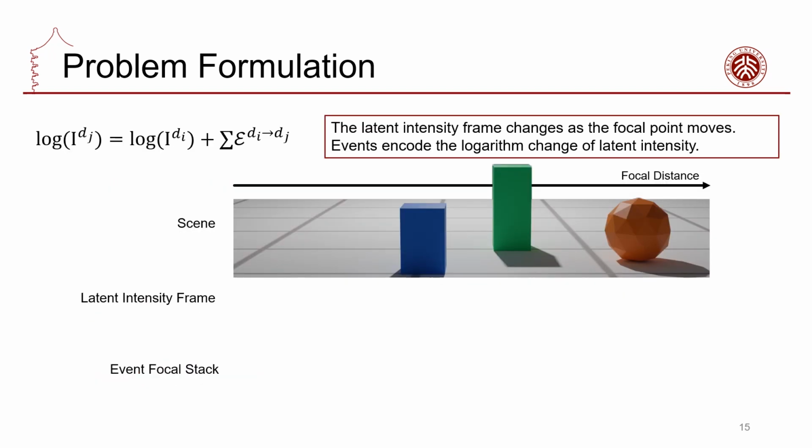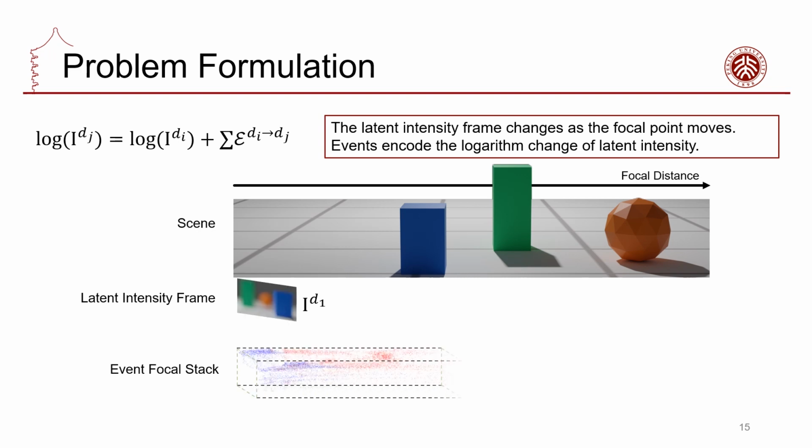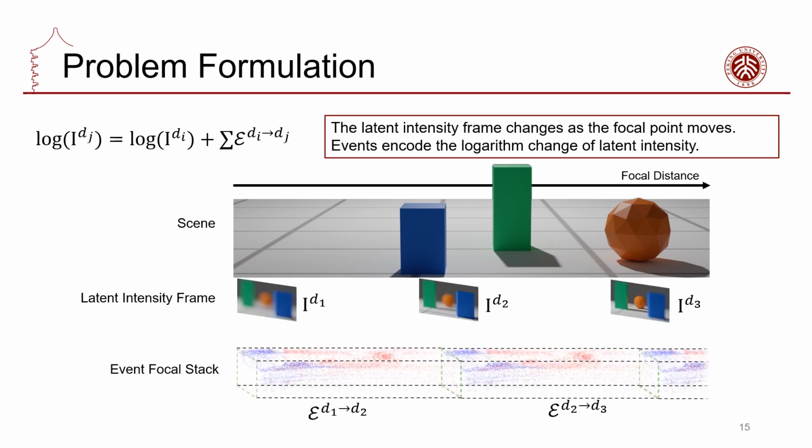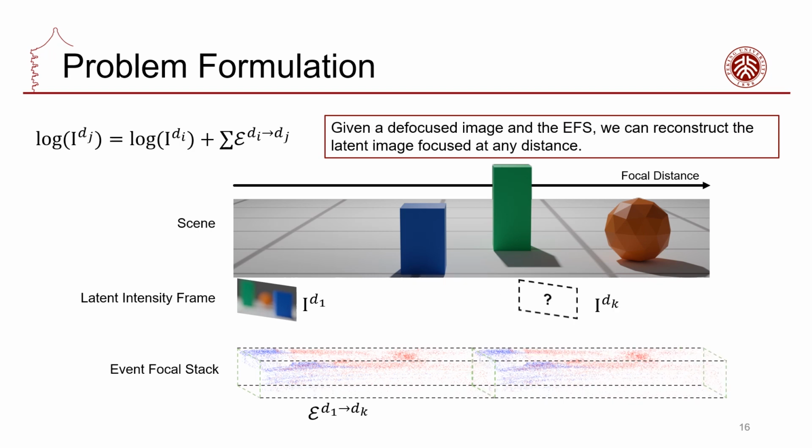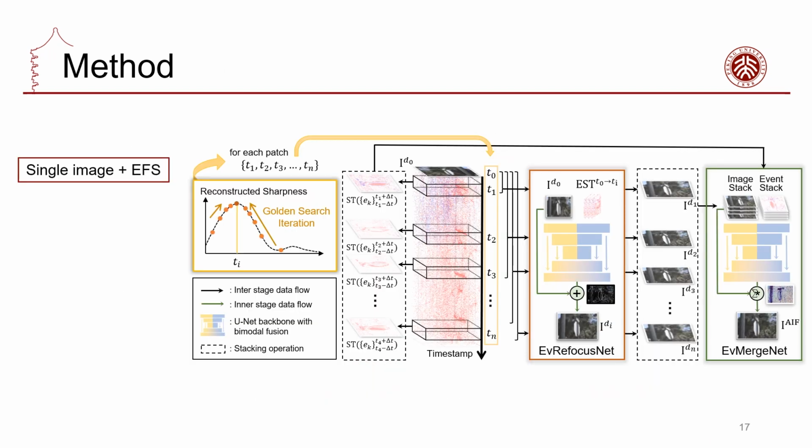Events encode the logarithm change of the latent intensity. For example, the summation of the events recorded when sweeping the focal point from depth D1 to D2, A_D1→D2, is the logarithm difference of the latent images focused to D1 and D2. As a result, if we have an image focused at any depth, I_D1, and we want to refocus it to an arbitrary D_K, we only need to get the events captured when sweeping from D1 to D_K and add them up. In other words, a single image and the event focal stack together encode information from all depths. Based on this fact, we designed a three-stage algorithm for all-in-focus imaging.